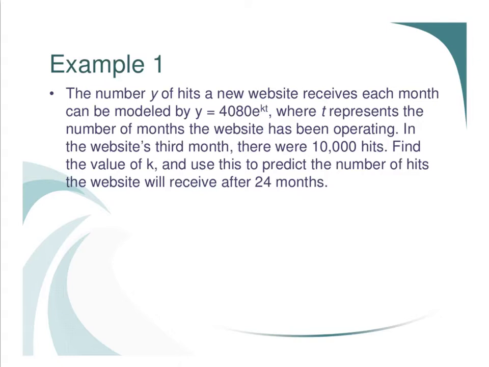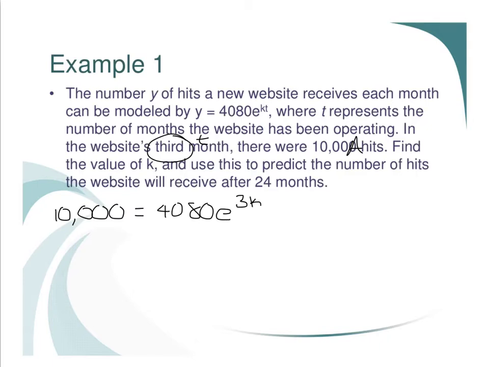So now we need to figure out the rate of increase. And then we're going to use that model to predict the website's number of hits after 24 months. So first, let's start answering the first part. Let's find k. 10,000 represents our final amount after 3 months. So let's start substituting. This is A, or y, and this is t. Okay, so let's go ahead and substitute. 10,000 equals 4,080 e to the power of 3k, because we're missing k.